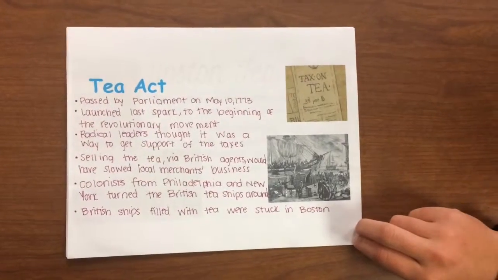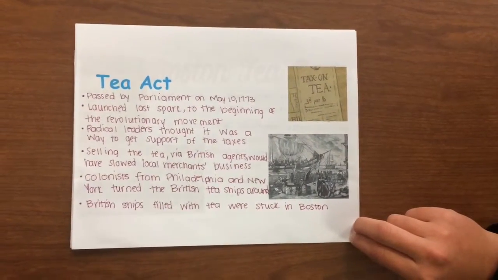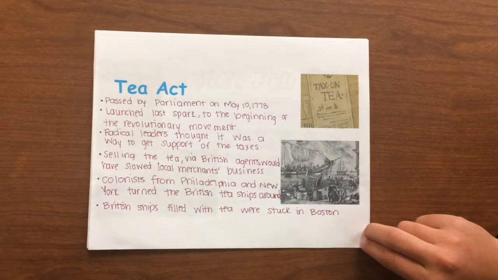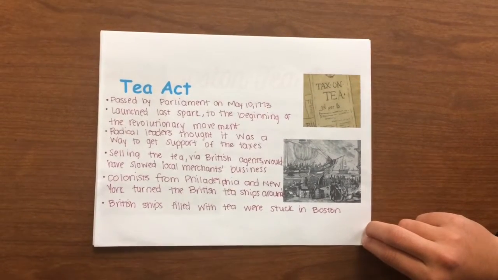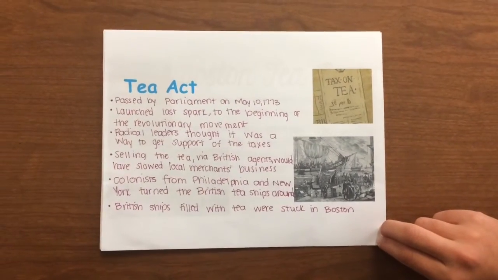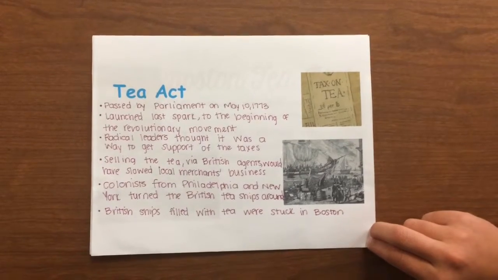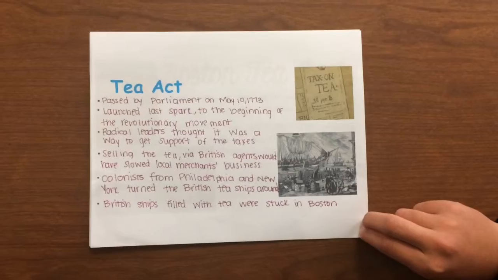The Tea Act, passed by Parliament on May 10, 1773, launched the last spark to the beginning of the revolutionary movement. Radical leaders thought it was a way to get the colonists to support the taxes. Selling the tea via British agents would have slowed local merchants' business. Colonists from Philadelphia and New York turned the British tea ships around. British ships filled with tea were stuck in Boston.